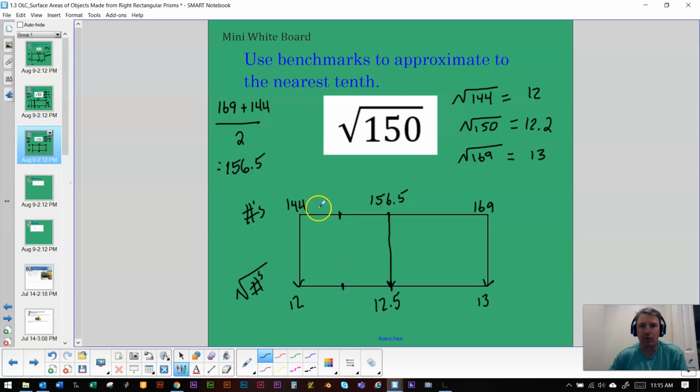I had it closer to 144, but it's actually right in the middle. I always like to leave my mistakes in here just to show you that no matter how old you are, no matter how many times you've done this, you still make mistakes and learn from them.